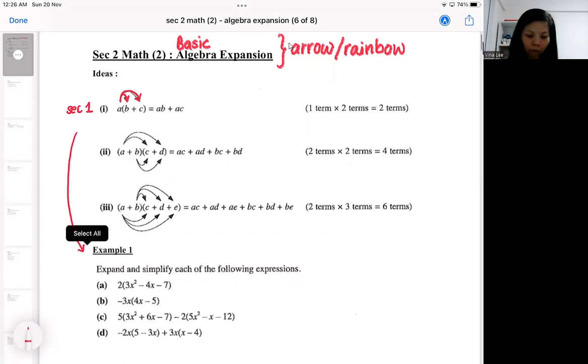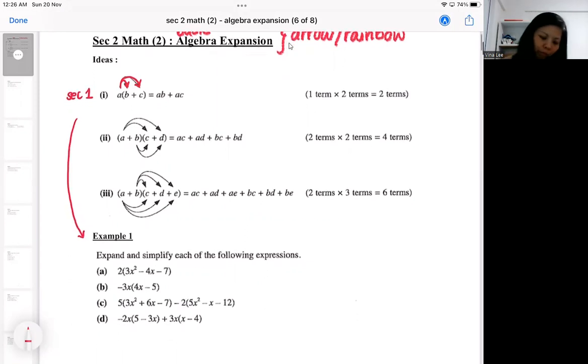So you should try to do the expansion; I will not be showing it. For this whole example 1, I'm expecting that you got no careless mistake. This is essentially Set 1 work. So example 1 is Set 1 work, and you should have 0 careless mistakes.